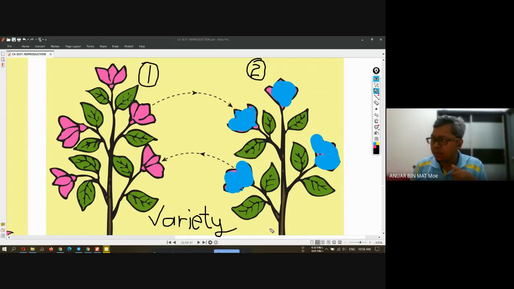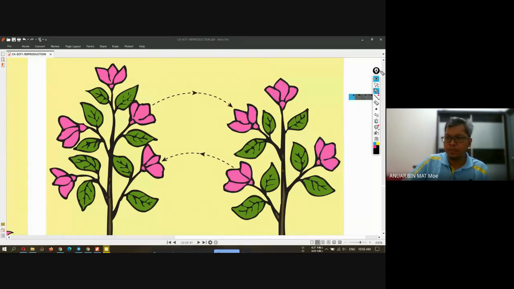That's why, which one is more beneficial, which one is better, cross-pollination or self-pollination? Of course, cross-pollination is the best way to pollinate or to breed the plant, right? Okay.